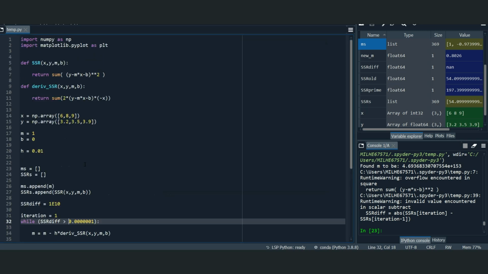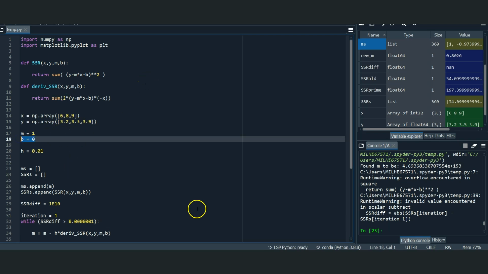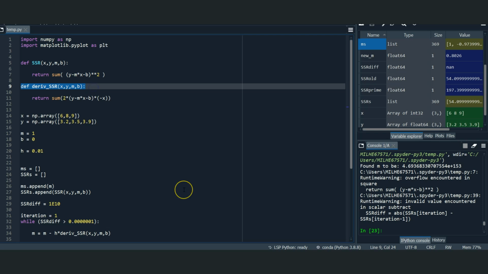So in our next video on this, we'll take a look at, well, how do we do this with the value of b as well? And the only difference is we're going to need the gradient vector, which will still contain a derivative with respect to m, but will also have a derivative with respect to b.